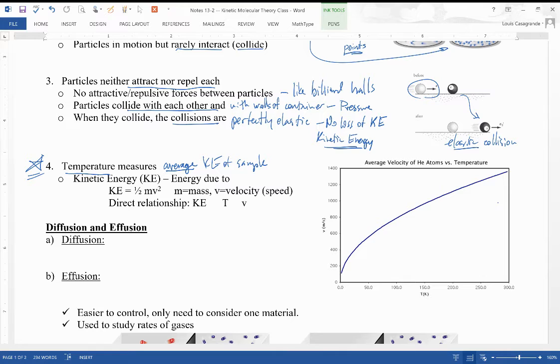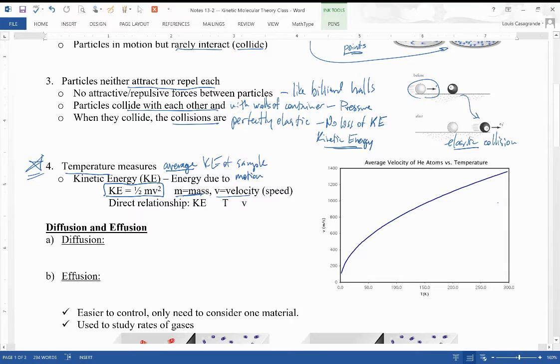Now, what is kinetic energy? Kinetic energy is energy due to motion. So when particles are moving, when you're moving, you have kinetic energy. And so the kinetic energy is defined as this equation, 1/2 the mass of the particle times the velocity or speed of the particle squared.